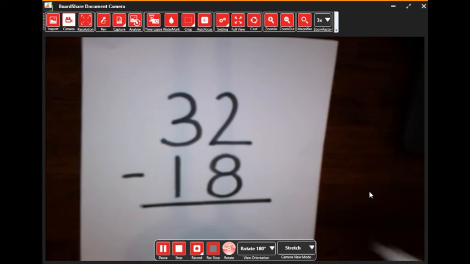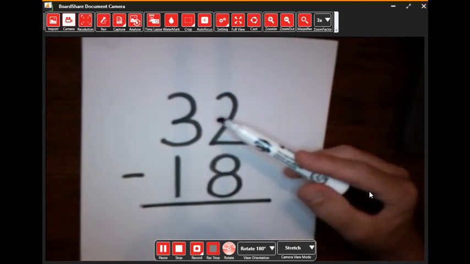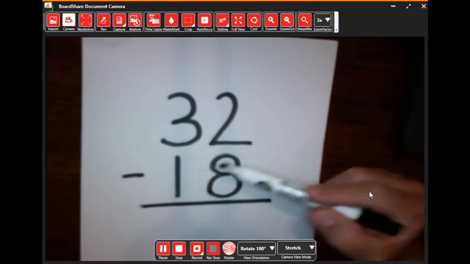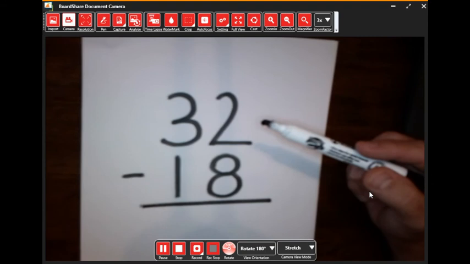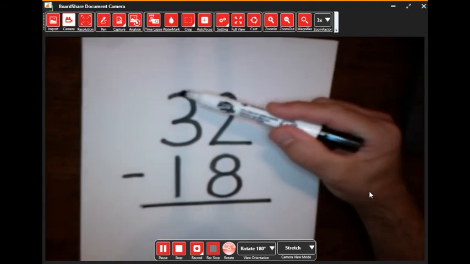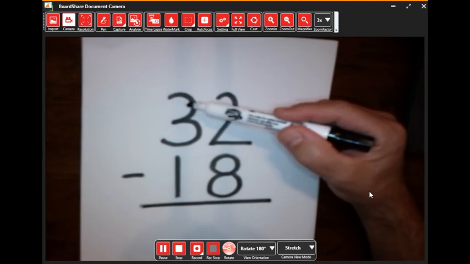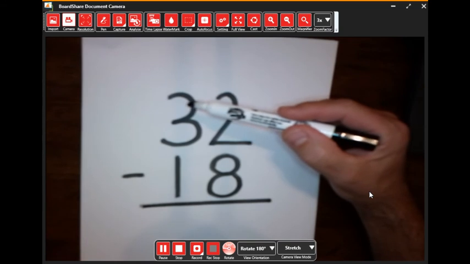So I have my subtraction problem, 32 minus 18. Now remember, we're dealing with our tens and ones column still. We're just doing this one a little differently. So our tens column is right here. And so remember, this is not 3, this is 30, because in tens you have your ones and your 0.